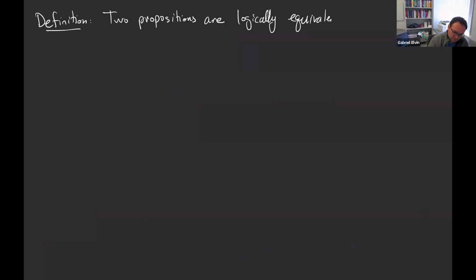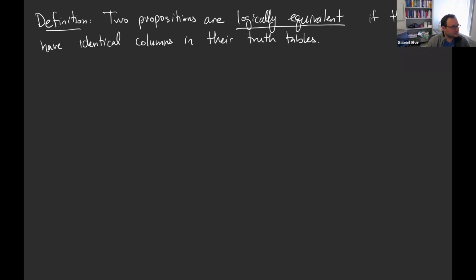So first, maybe a definition, which again you should see in the book, but for completeness, I'll put it here. Two propositions are logically equivalent if they have identical columns in their truth tables. And it's denoted like this. So it's like an equal sign, but with an extra horizontal bar.